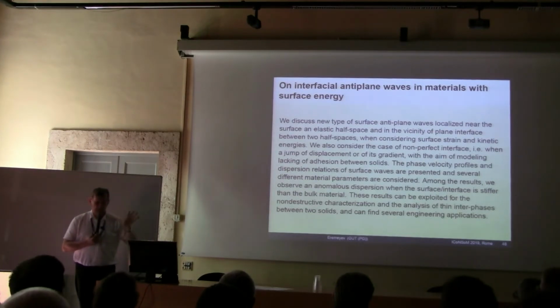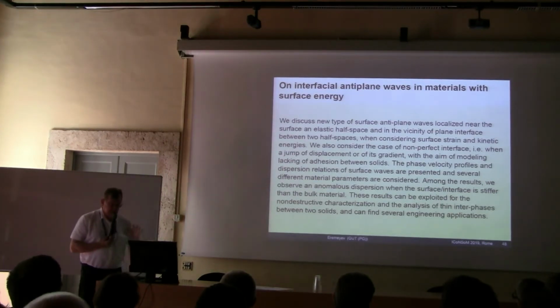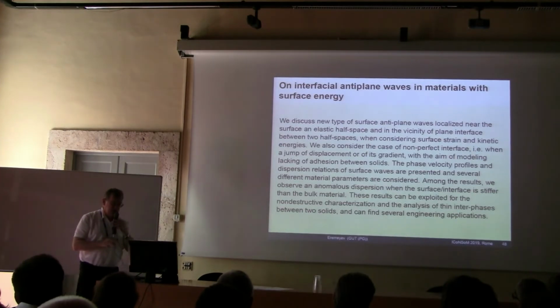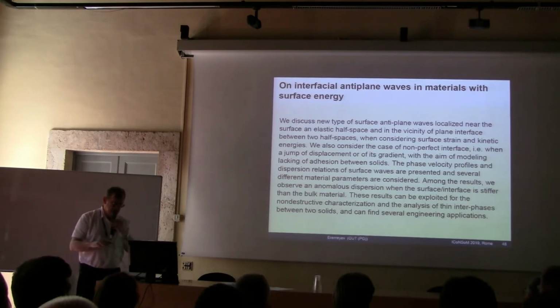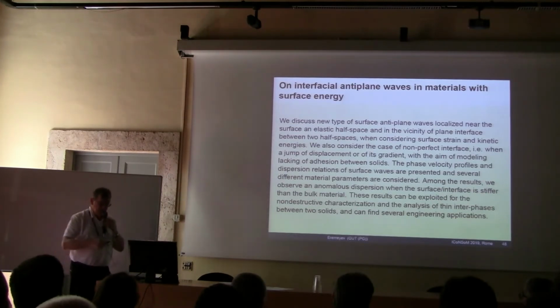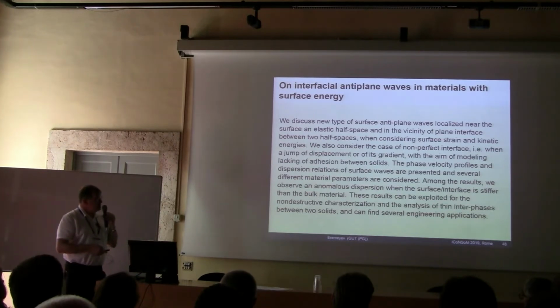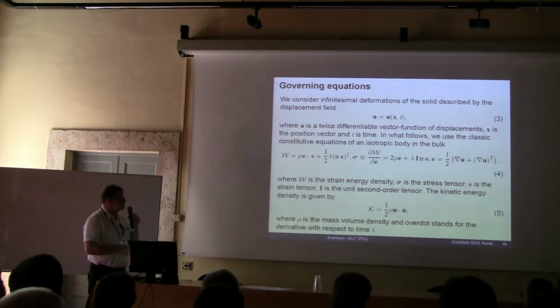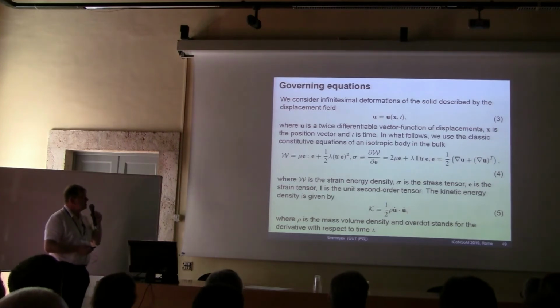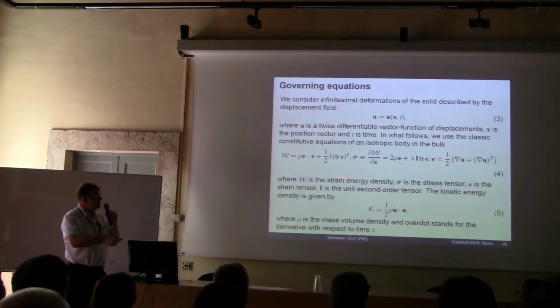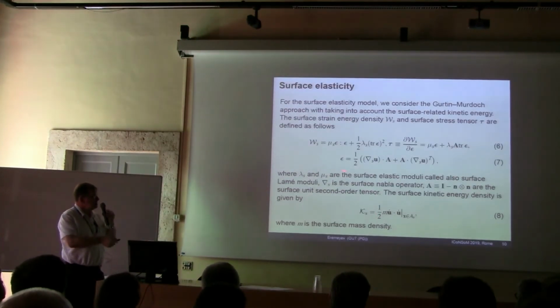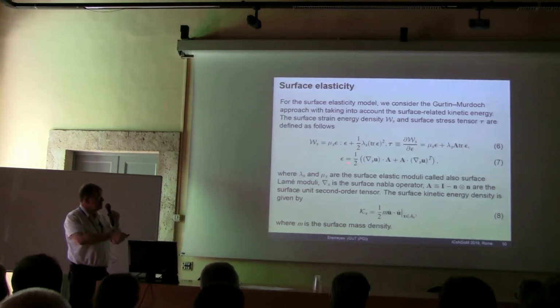Now I switch to new phenomena. As I mentioned before, in classical elasticity we can consider an elastic half space. In this case, there is nothing which looks like an antiplane surface wave. With surface stresses, we have this. And in this case, we consider our linearized Gurtin model. So in the bulk we have classical elasticity with kinetic energy, with displacement, that's it. Linearized Gurtin-Murdoch in simplest form looks like that.